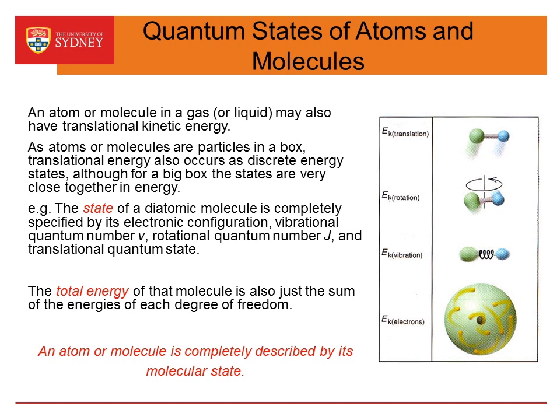So the state of a molecule is just the amount of energy in each of its degrees of freedom. This is the same as knowing the quantum state of each of the electronic, vibrational, rotational, and translational degrees of freedom. For example, the state of a diatomic molecule is completely specified by its electronic configuration, vibrational quantum number, rotational quantum number, and translational quantum state. The total energy of that molecule is also just the sum of the energies of each degree of freedom. If we know this, then we have a complete description of that molecule. An atom or molecule is completely described by its molecular state.